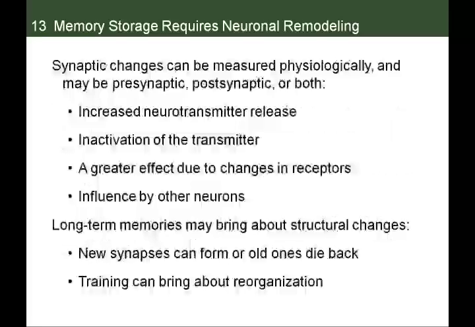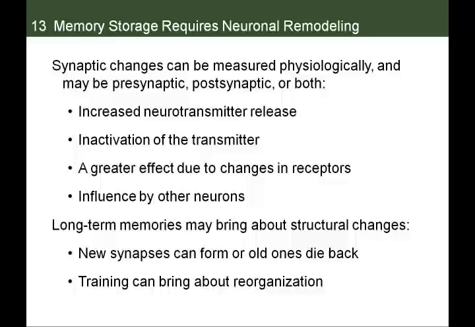Okay, so what exactly do we mean by physiological synaptic change? Well, you can have increased neurotransmitter release from the presynaptic neuron. You can have a greater effect due to changes of receptors, so you can actually insert more receptors to make a synapse more effective, because the number of receptors is not fixed. We talked about that before. Or you can influence other neurons.